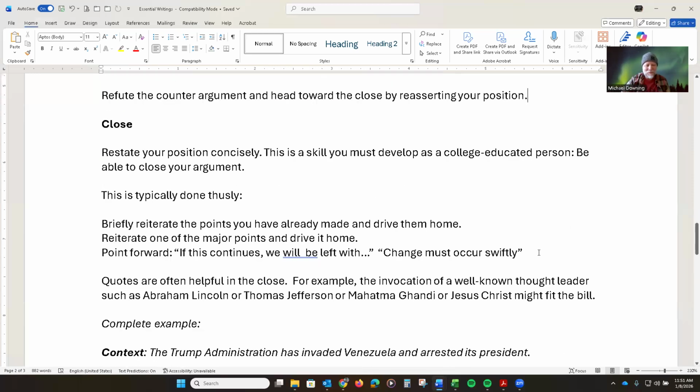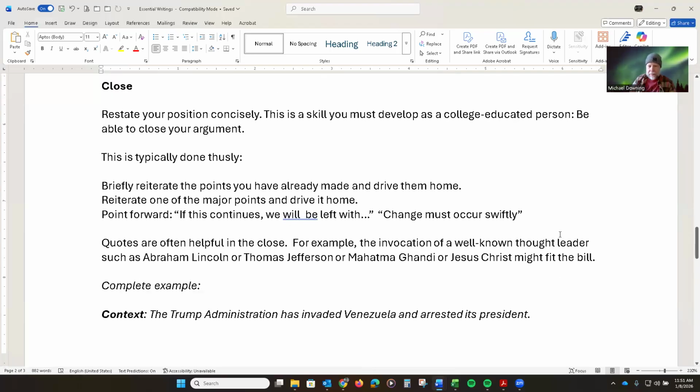Let me get to the close. This is where you restate your position concisely. This is a skill you must develop as a college-educated person to be able to close your argument. It's typically done thusly. Briefly reiterate the points, hit the high points that you've already made, and drive them home. You can list them. You can say, this is a terrible idea to go into Venezuela because of, I don't know, Afghanistan, Vietnam and Iraq. Those are three huge examples right there that you just want to drive home at the end. So it's more of the same. It's more of the stupidity and nonsense and blood for oil and all those kinds of arguments that we can make in class.